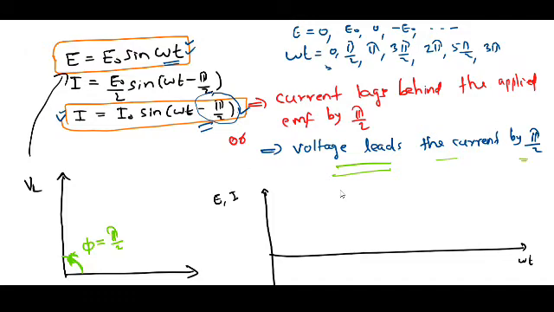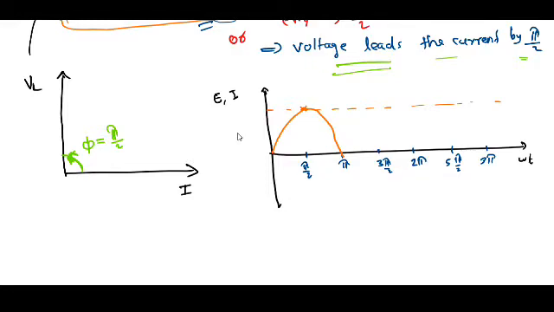Accordingly, if you plot in the graph, we have to mark this pi by 2, this pi, this 3 pi by 2, and this 2 pi, this is 5 pi by 2, and this is 3 pi, etc. Then this is the maximum value E0. The maximum is reached at pi by 2, the sine function goes to 0 at pi, and also this is the minus E0 value.